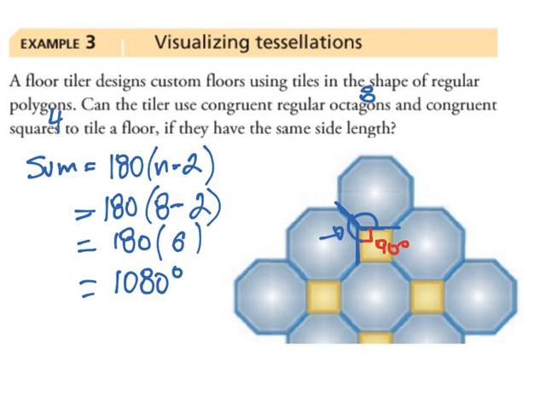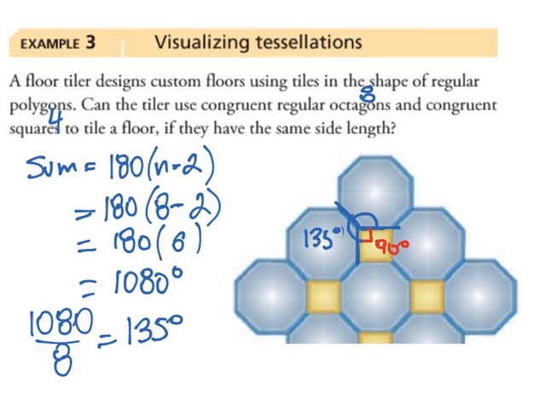So we're going to divide this value by 8 because there are 8 angles. And the answer is 135. That means this angle is 135. Also, the angle on the other octagon above is also 135. So remember, we're looking for the number 360. These 3 angles, 135, 135, and 90, have to add up to 360 if it were to work. So 135 plus 135 plus 90 is 360.